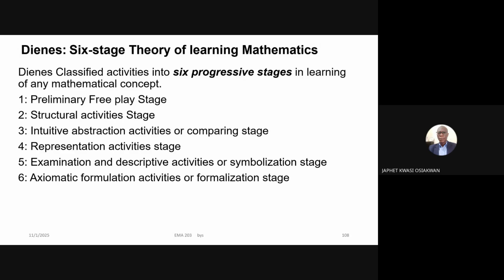The first one is the preliminary free stage. We have the structured activity stage. We have the intuitive abstraction activity stage, where students compare things. And then we have the representation activity stage. We have examination and descriptive activities, that's the symbolization stage. And then we have the axiomatic formulation activities, that's the formalization stage. Here, this is where we introduce the symbols and the rest, the abstract. So anytime you are teaching mathematics, you go through these stages.